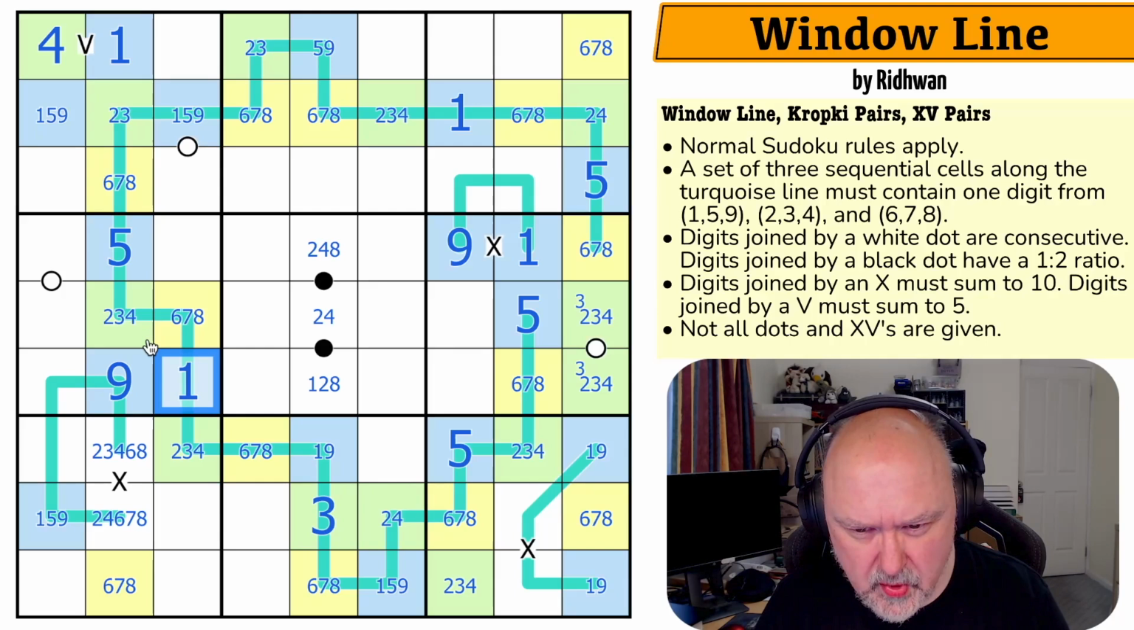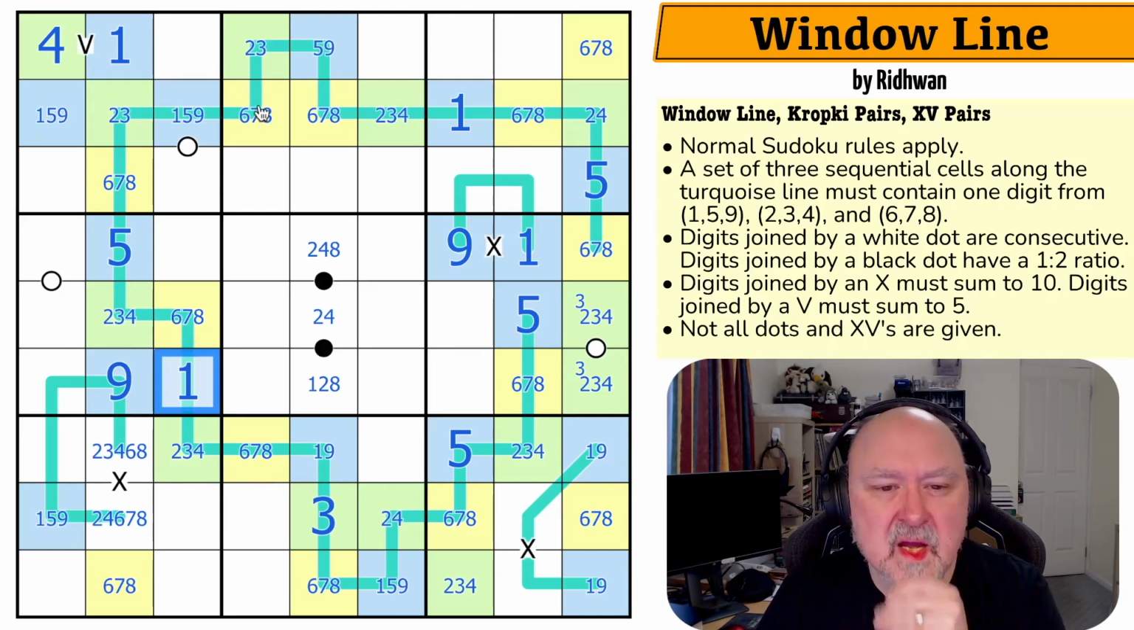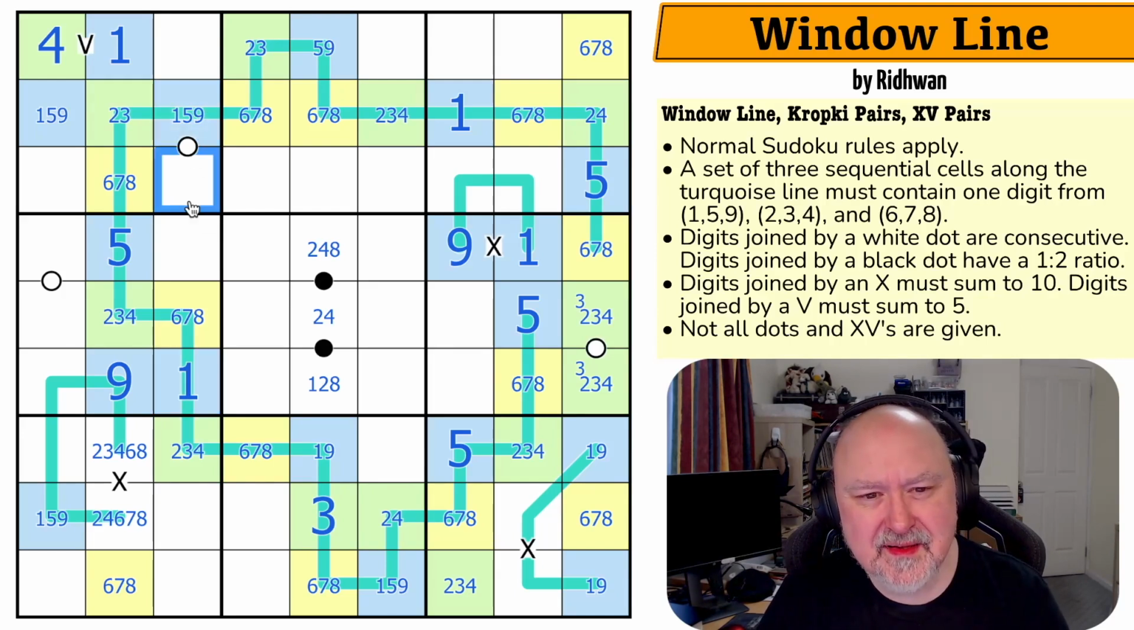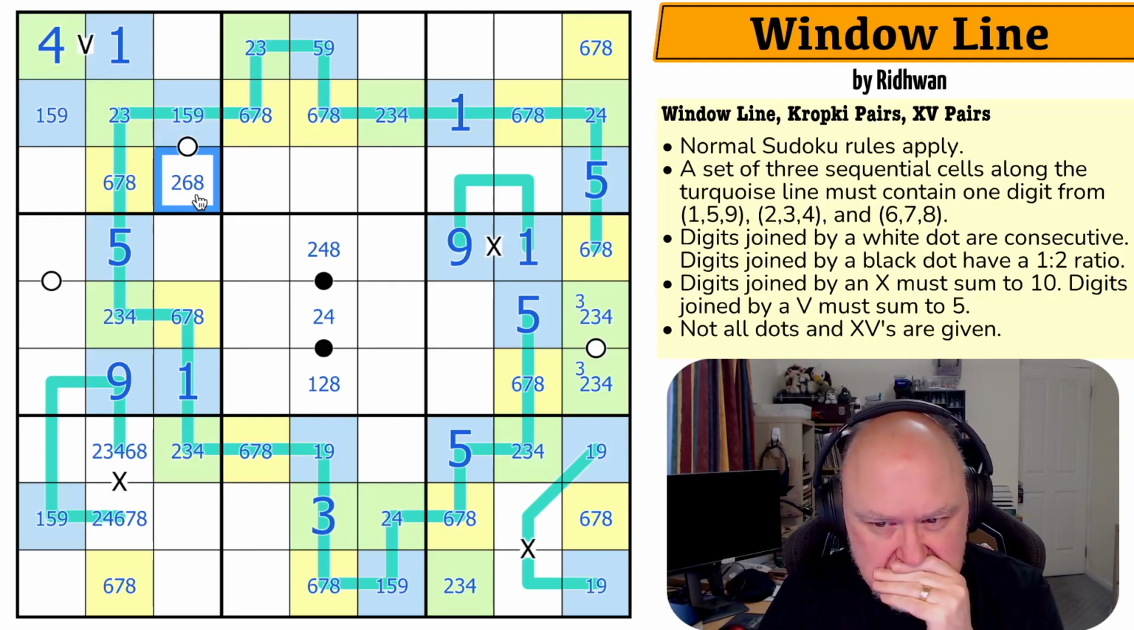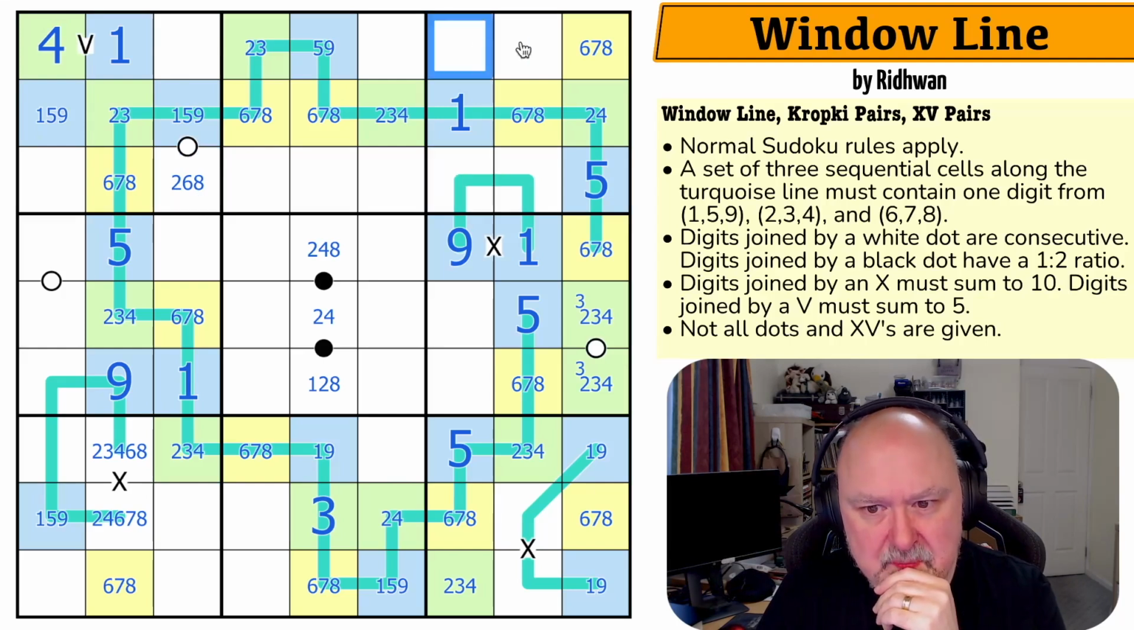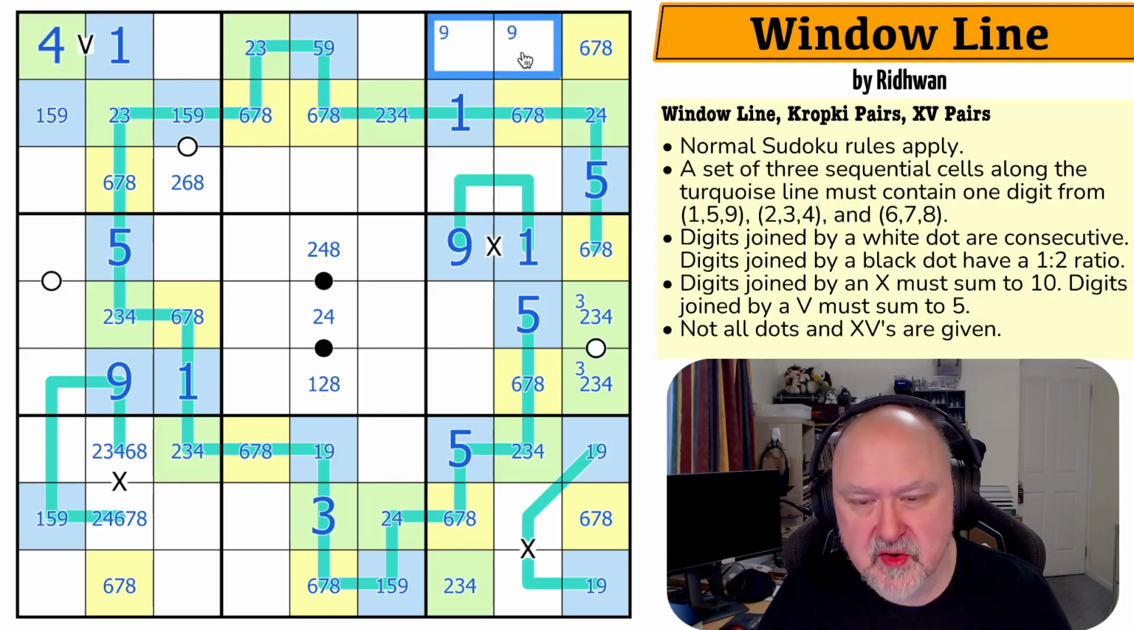There's got to be more I can do with this. If this is a 1, this is a 2. If this is a 5, this is a 6 because it couldn't connect to 4. And if this is a 9, this is an 8. There must be a 9 in here because I can't put another blue digit on this line. So this is a 5.